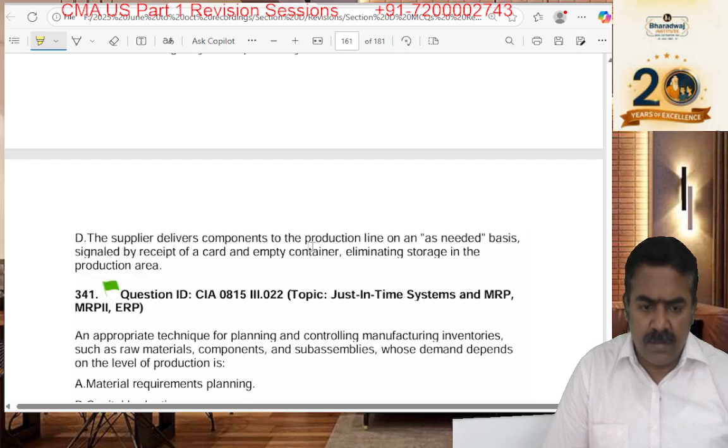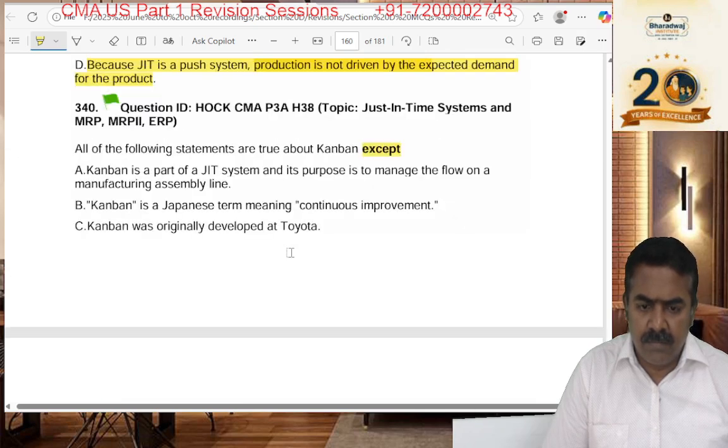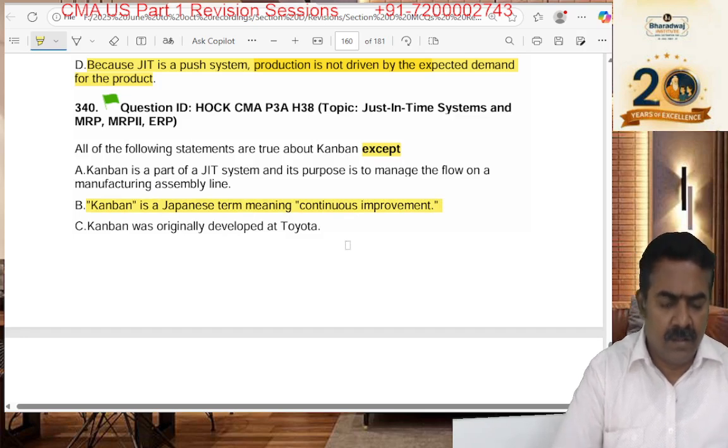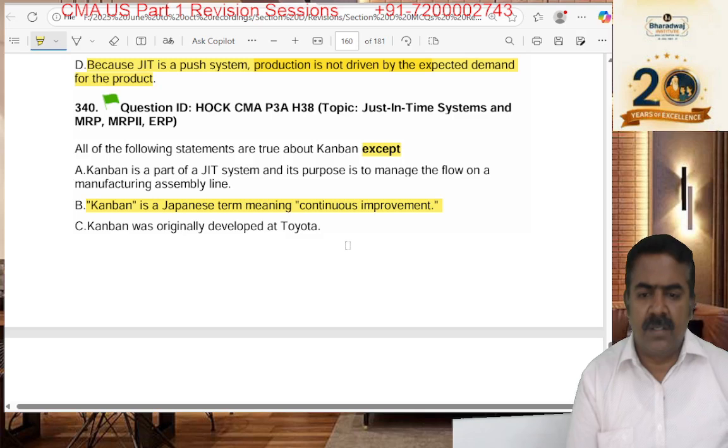That is correct. Kanban is not continuous improvement. What is continuous improvement? Kaizen is continuous improvement.